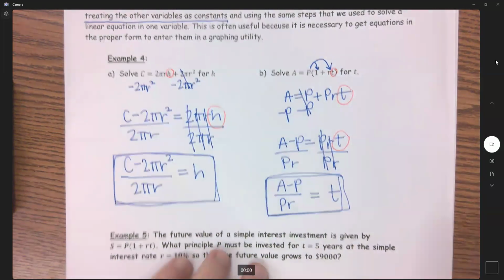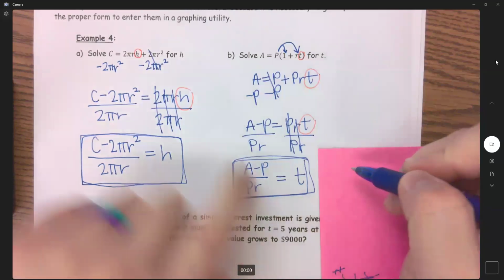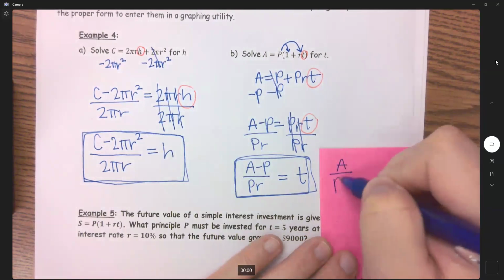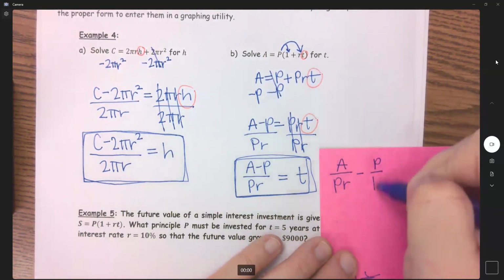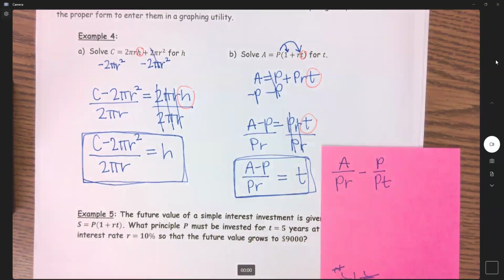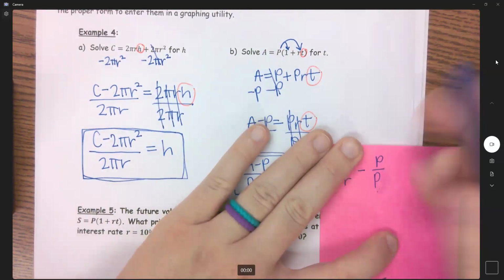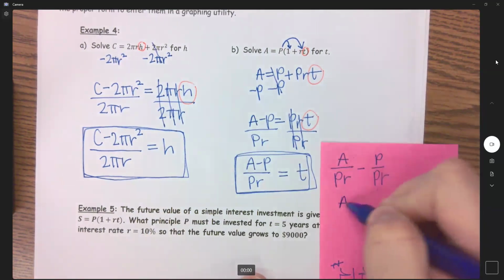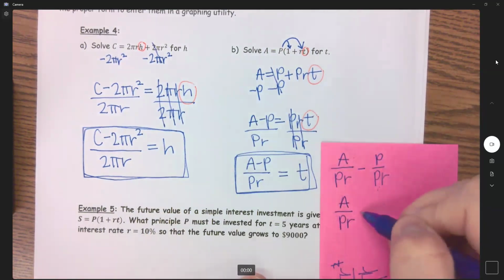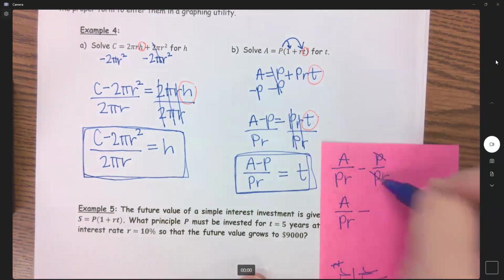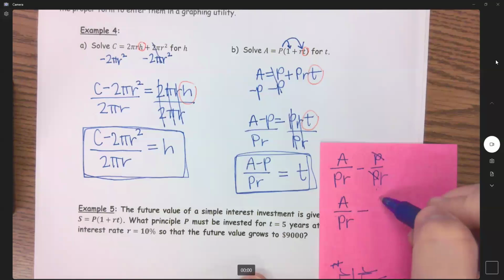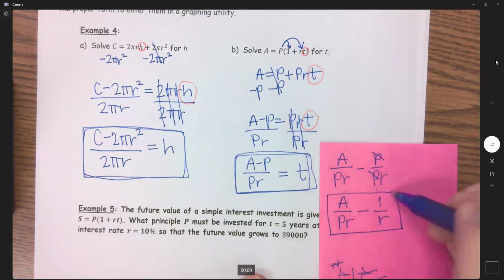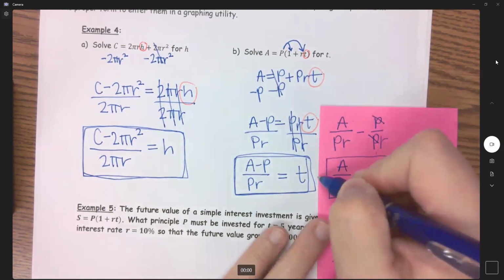Again, if you wanted to, we could divide both A and negative P by PR. We would say this is A over PR minus P over PR. Nothing has variables here, so that will stay as A over PR minus, these P's here cancel, leaving that 1 R in the denominator. So 1 over R, that's what that would simplify to. Okay, so those are the same.